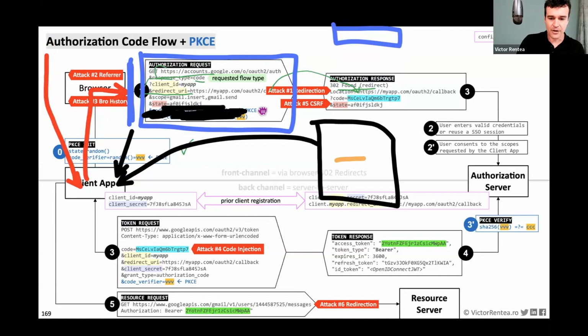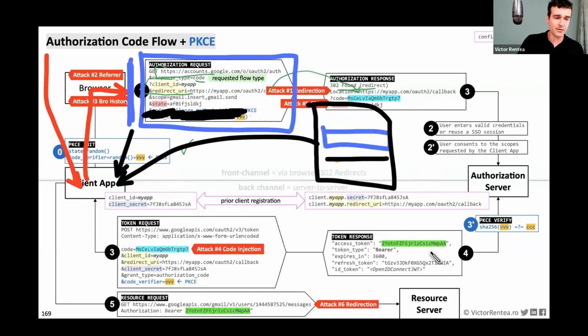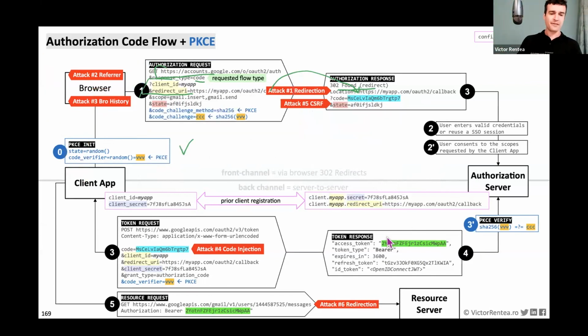You take the state from there, you copy it in a forged request, you put the code you stole from Alice in here, and you play the request to the client app. The client app will obtain the access token under the radar, and you are logged in as Alice. Game over. Okay, this is like authorization code injection.